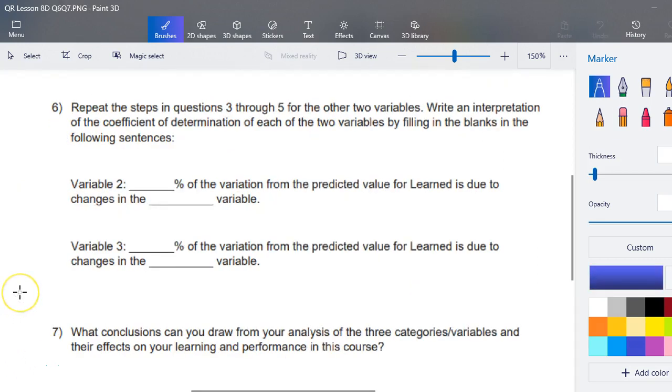So now is a good time to hit pause and for you to answer question number 6 and question number 7, and then come back and we can answer them or work on them together.